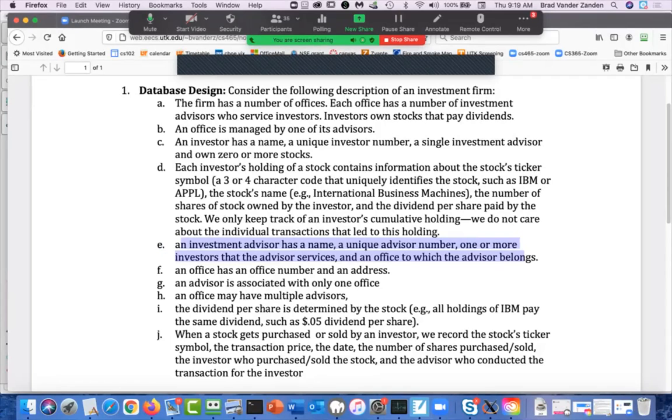So there's no information here about the office an investor or an advisor might manage. Nothing here about it. So we're going to just have to make an assumption. My assumption would be that an advisor could manage 0 or 1 offices, that normally they wouldn't manage multiple offices. And of course, most advisors don't manage any office.